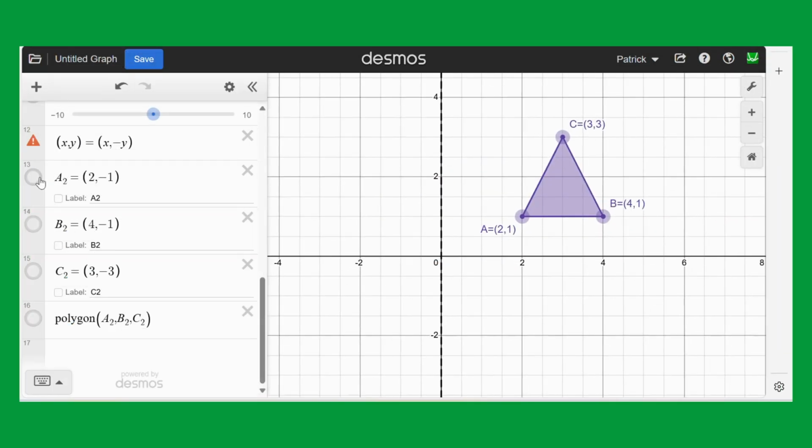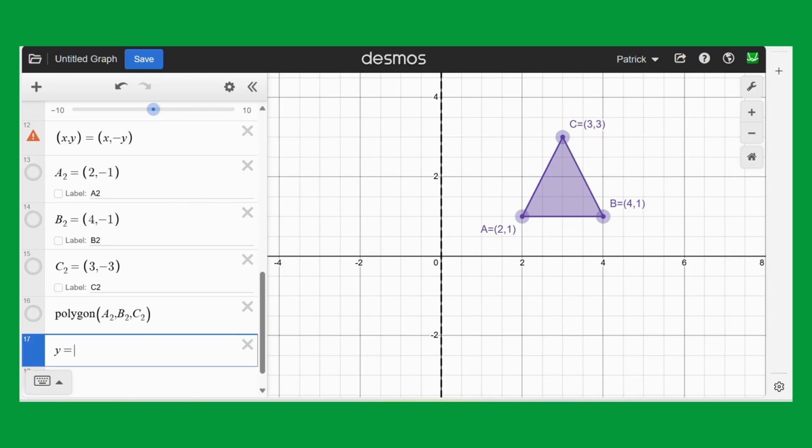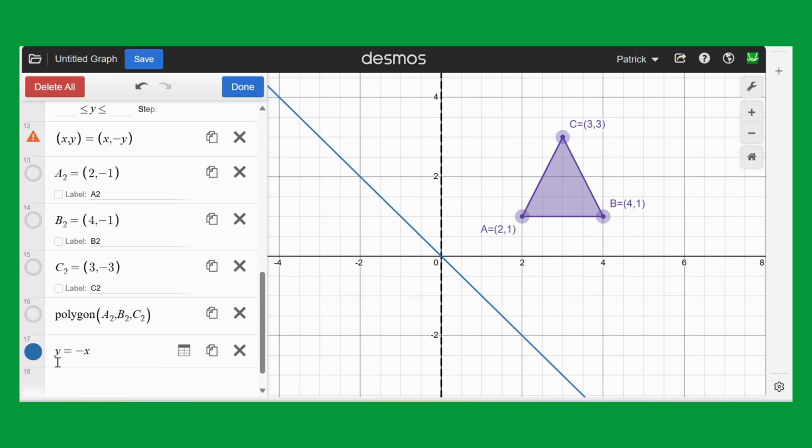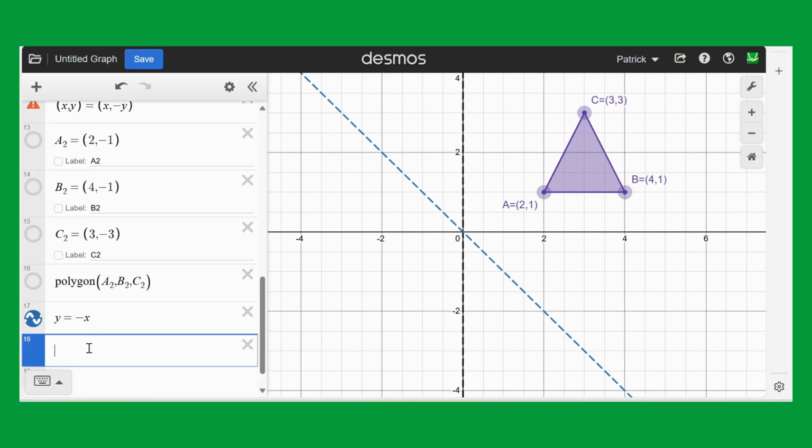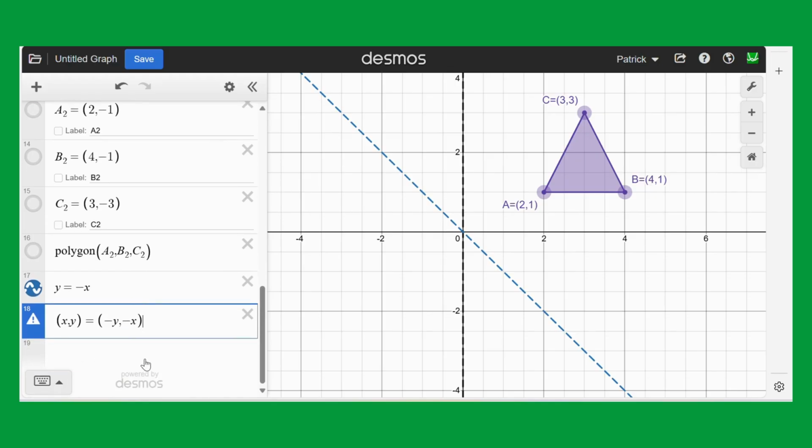Our final example is reflecting across the line y equals minus x. This is a diagonal line that goes down from left to right, passing through the origin. Type y equals negative x into a new line on Desmos to see it. When reflecting across the line y equals minus x, the rule is to swap the x and y coordinates, and then change the sign of both of them. So, an original point (x, y) becomes (-y, -x).